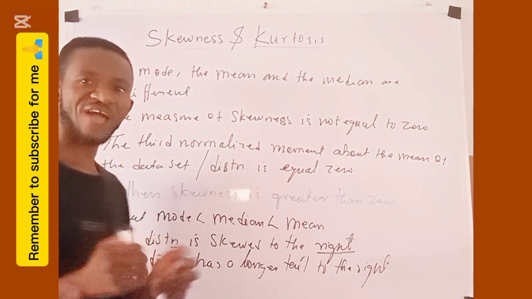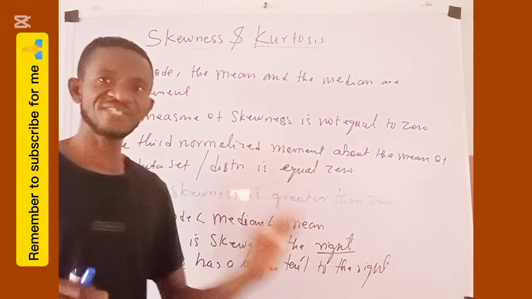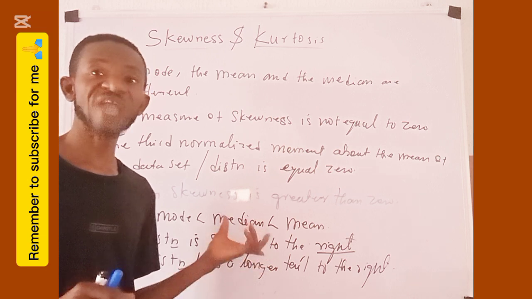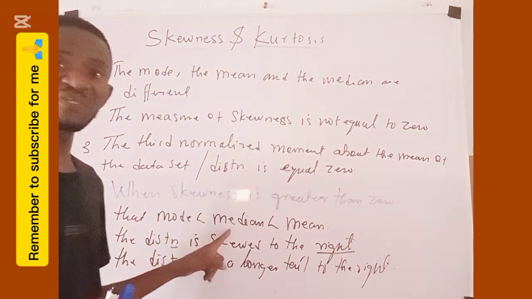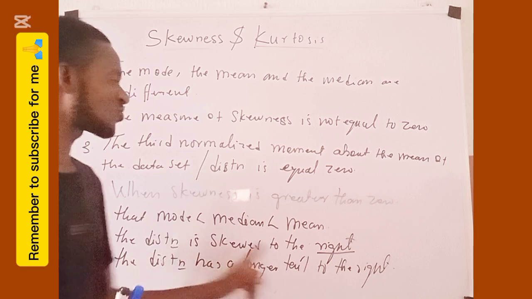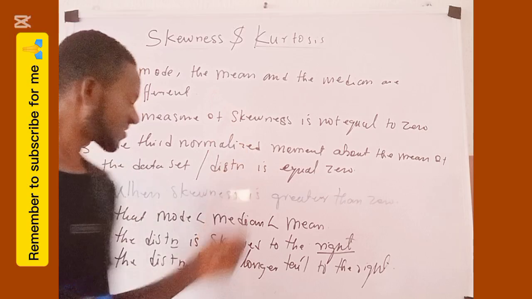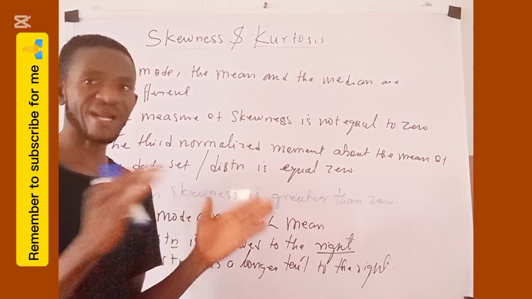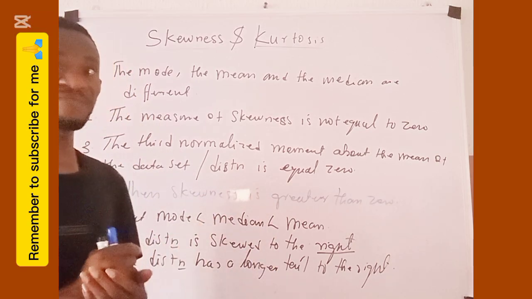So any day you calculate your measure of skewness and your measure of skewness is greater than 0, these are the likely things you are going to observe from your data set or from your distribution. That the mode is less than the median, which equally is less than what, the mean. And then the distribution is said to be skewed to the what? To the right. And if the distribution is skewed to the right, it implies that it has a longer tail to the right. We are actually going to show this diagrammatically to ensure that the knowledge which we are trying to pass is actually passed very well.